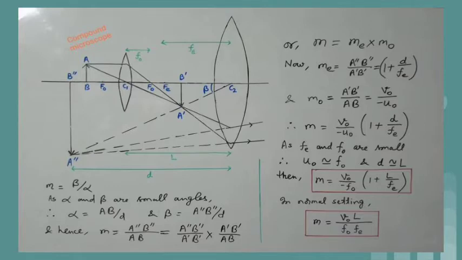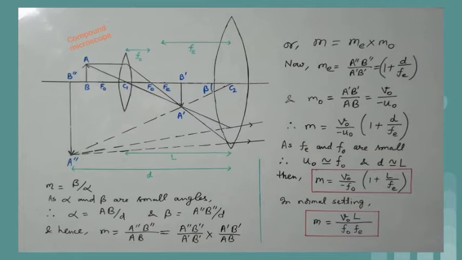You can see in the diagram, the object AB is placed beyond FO, the focal length of the objective, and its real, inverted and magnified image A'B' is formed in front of the eyepiece, which serves as the object for the eyepiece. The final image A''B'' is formed at the distance of distinct vision from the eye, placed very close to the eyepiece, and the image is further magnified. In fact, the eyepiece behaves the same as the simple microscope.